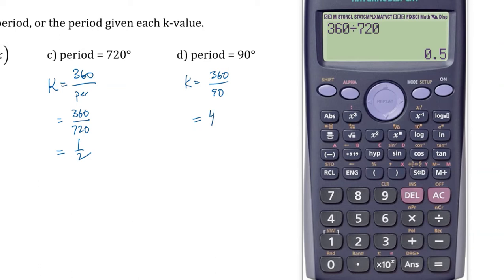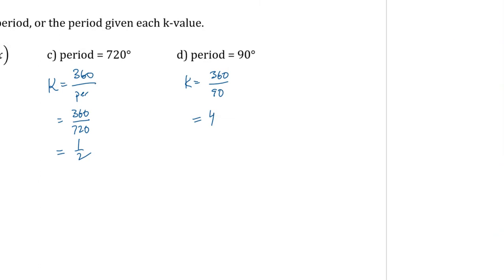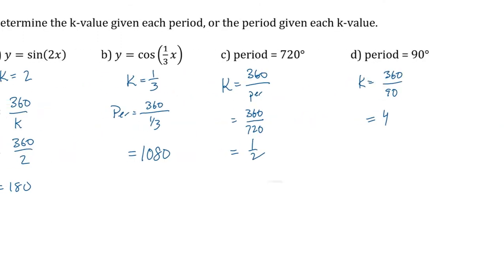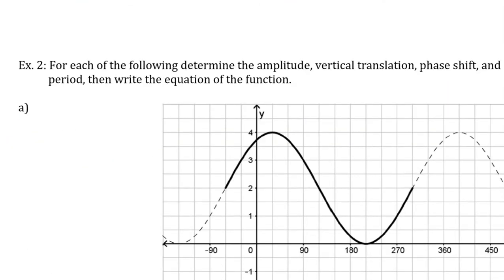So C and D is what we're going to have to do for the lesson that we're about to do. Because we're going to be given the graph and have to write the equation. And to write the equation, we need the A and now the K and the C and the D values. And once you have those, you can write the equation.